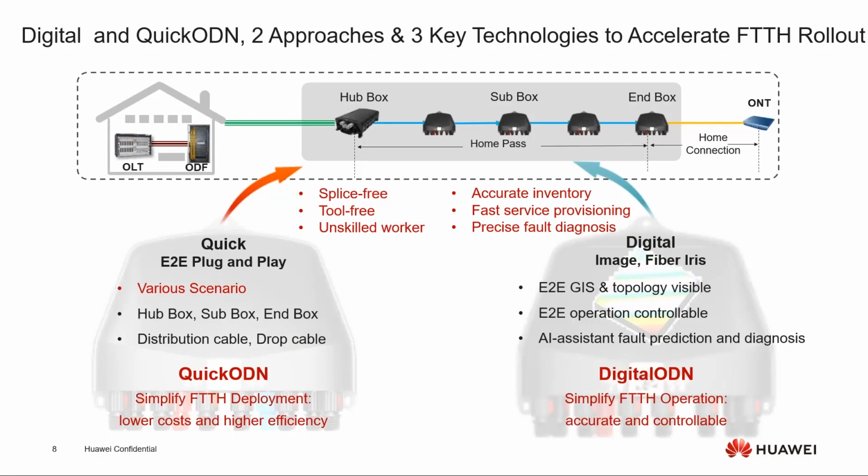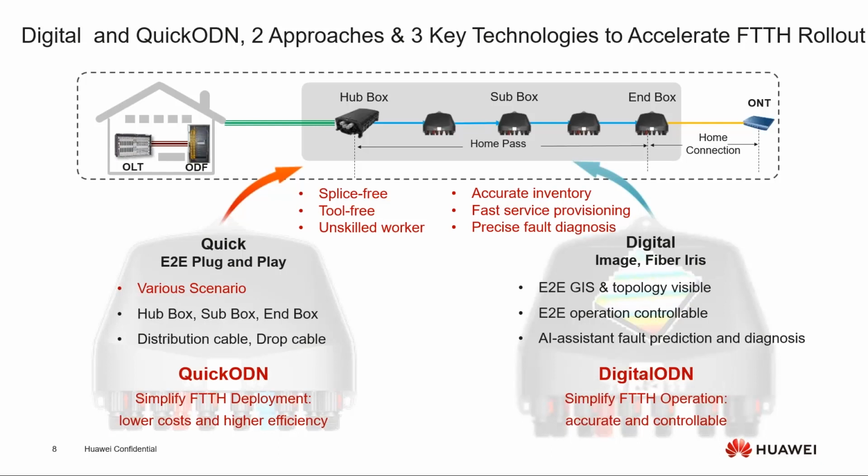We think that FTTH network construction challenges can be solved by digital and quick solutions. QuickODN can support end-to-end plug-and-play technology and adapt to various scenarios. It simplifies network design and reduces deployment difficulty with a unified product. Splicing-free, without special tools, no need for skilled technicians. This solution could improve construction efficiency and reduce deployment cost evidently.